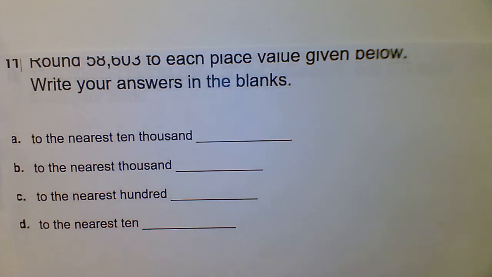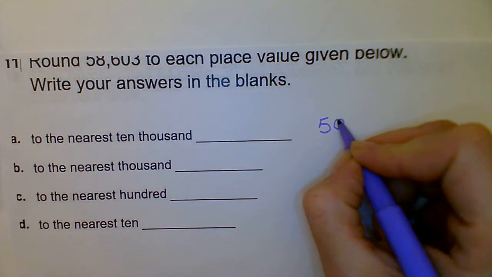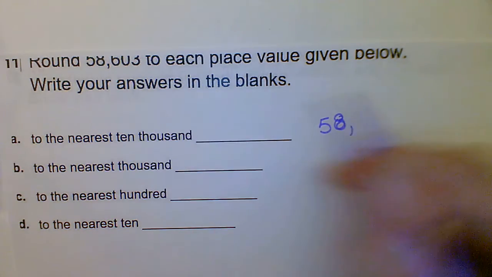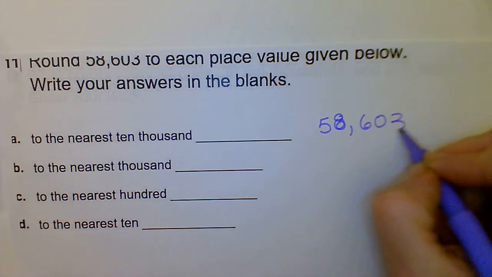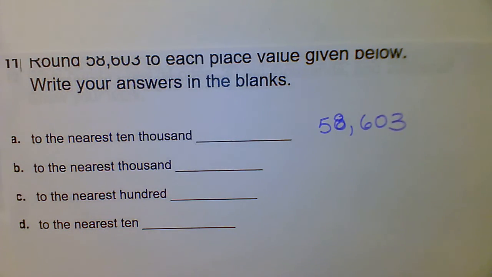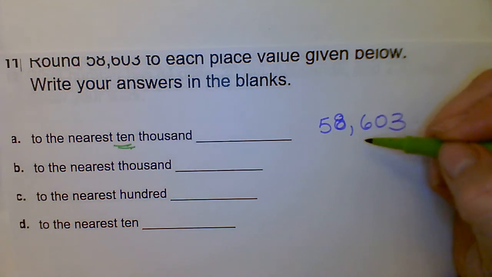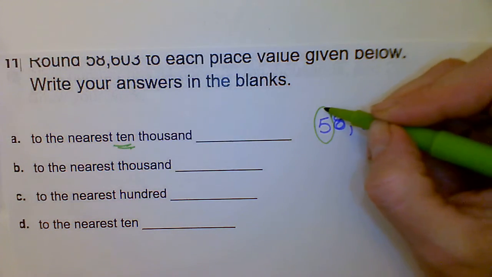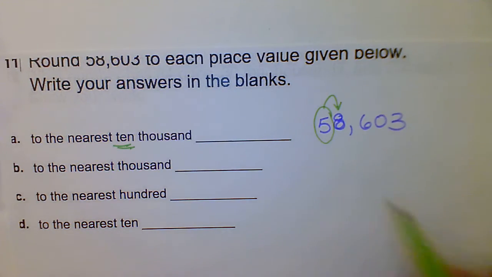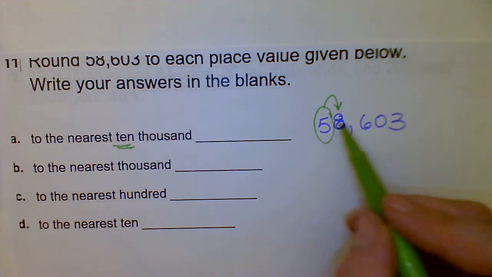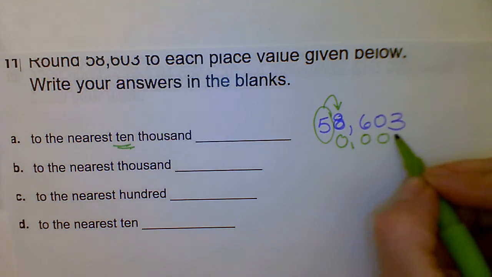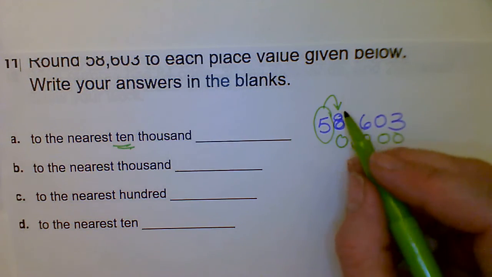So let's start here with this one. So I'm going to write 58,603. And if I want to round that to the nearest 10,000, I'm going to circle the digit that's in the 10,000s place, which is that 5. And everything to the left, which there's nothing, would stay the same. Everything to the right of my circled digit would become a 0. And then he has to look next door to figure out what to do.